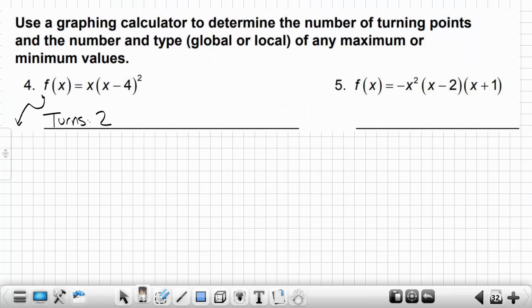Sorry. So it turned twice, so it looks like this. It turns twice. This is a local maximum. Why is it local? Because there are points higher than that. There are other points higher. That's why it's a local max. And therefore, there's also one local minimum right there, because there are other points lower than that on the graph.